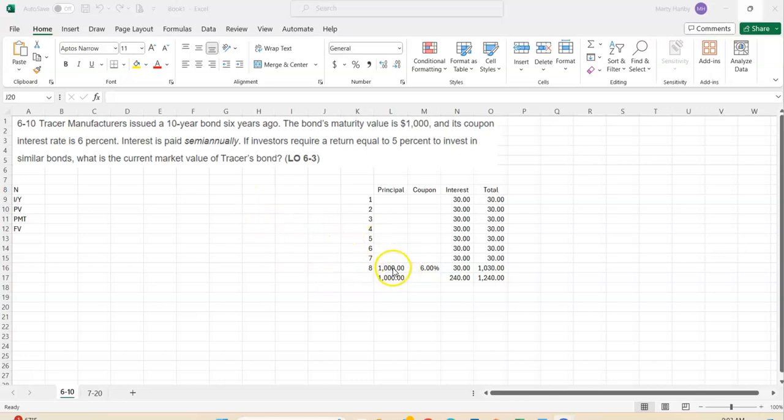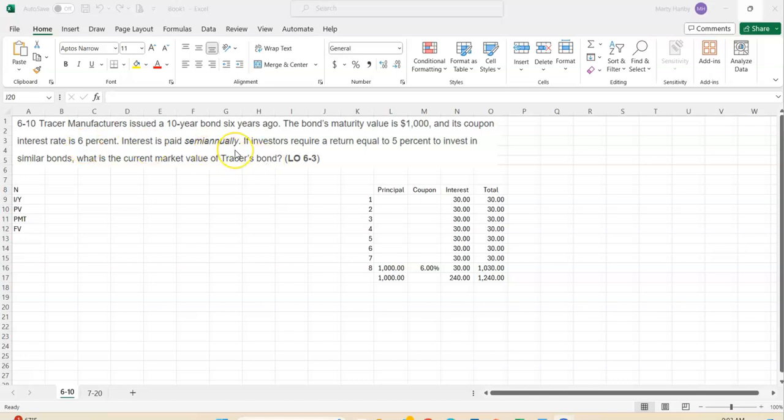But I've created the debt service schedule for this bond. So let me read the question, and then we'll talk more about the debt service schedule. The Treasury manufacturers issued a 10-year bond 6 years ago. So 10 minus 6 means there's 4 years remaining. The bond's maturity value is $1,000. The coupon interest rate is 6%.